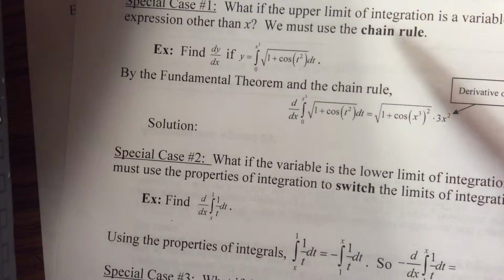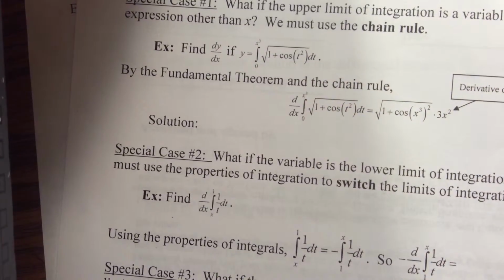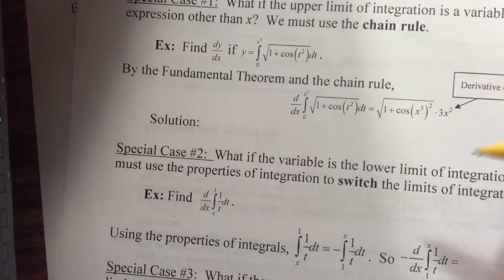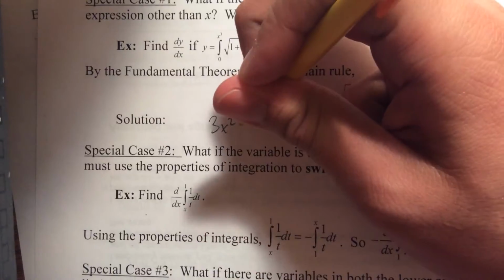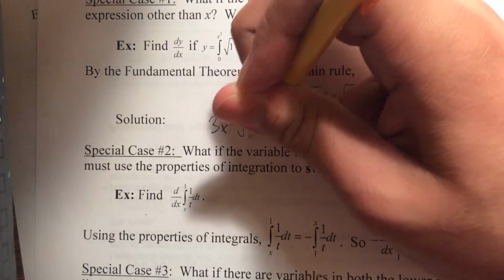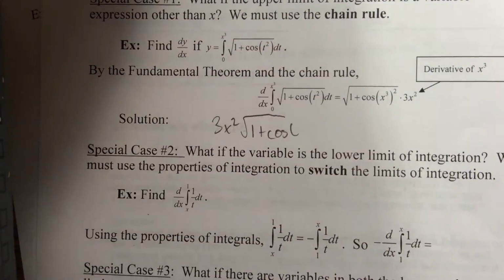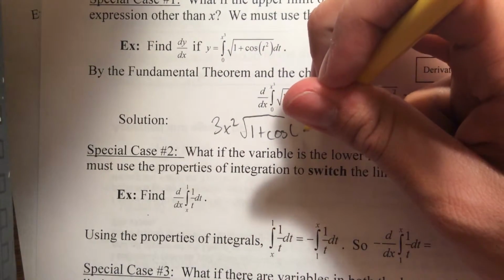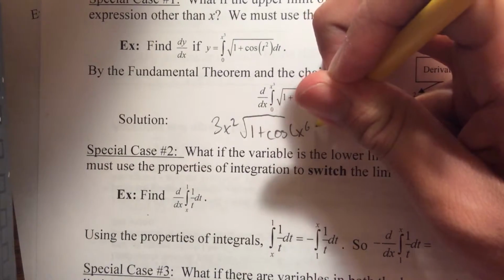Special case number 1: what if the upper limit of integration is a variable expression other than x? We must use the chain rule. And since the derivative of x cubed is 3x squared, you would just write 3x squared times the square root of 1 plus cosine, and plug in x cubed for t, and you would get x to the 6th, cosine x to the 6th.